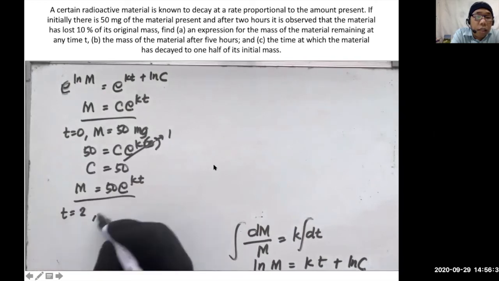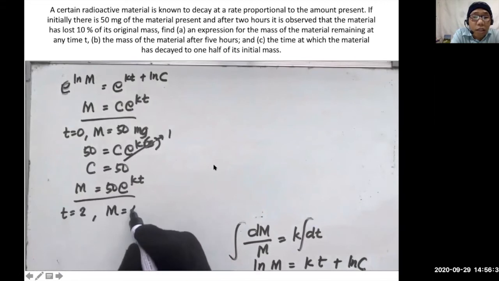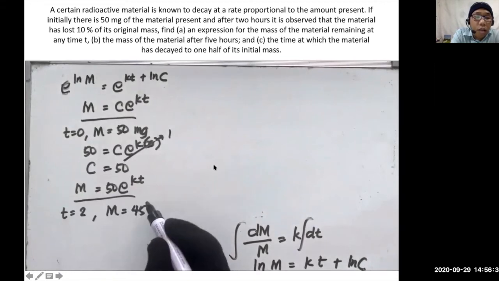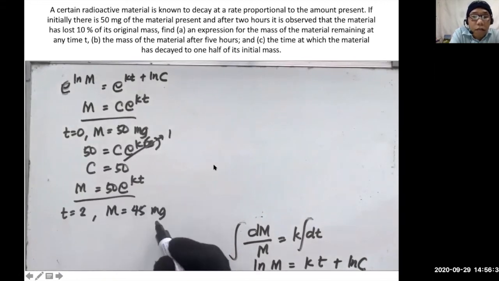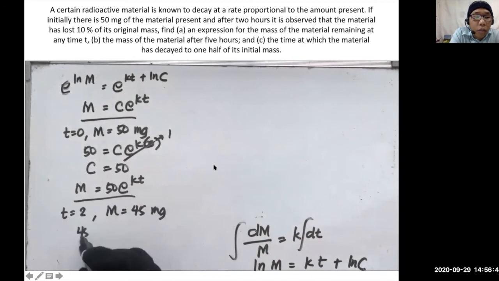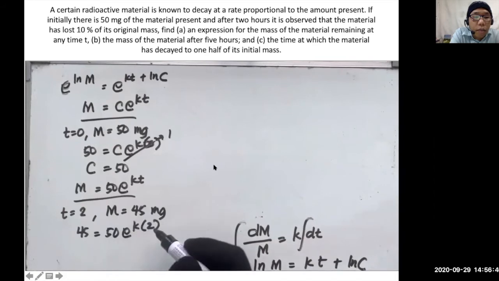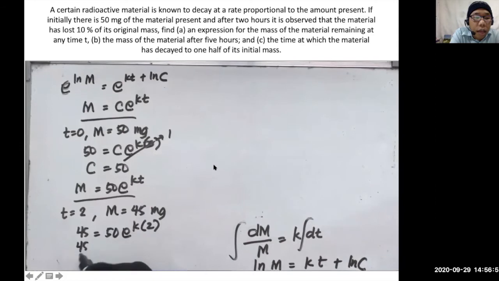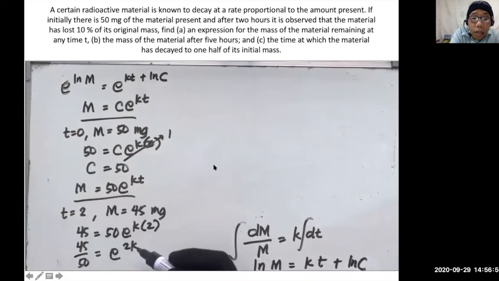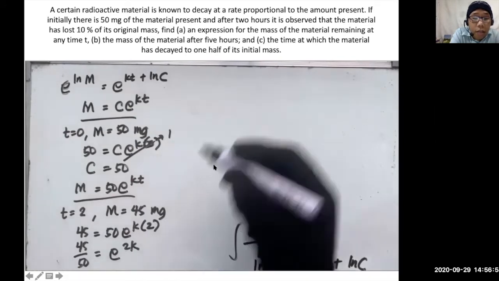Now the next condition will lead us to finding the value of k, which we expect to be negative. So we plug it in that solution. 45 equals 50 times e raised to k times 2. And then we divide both sides by 50. So we have 45 over 50 equals e raised to 2k. And then to solve for k, we get the ln of both sides of the equation.